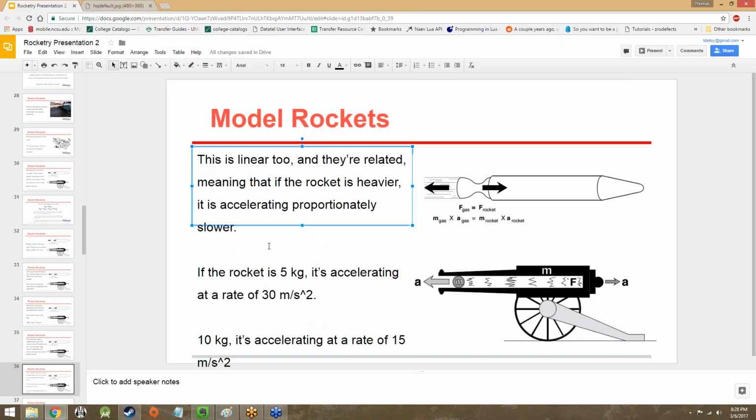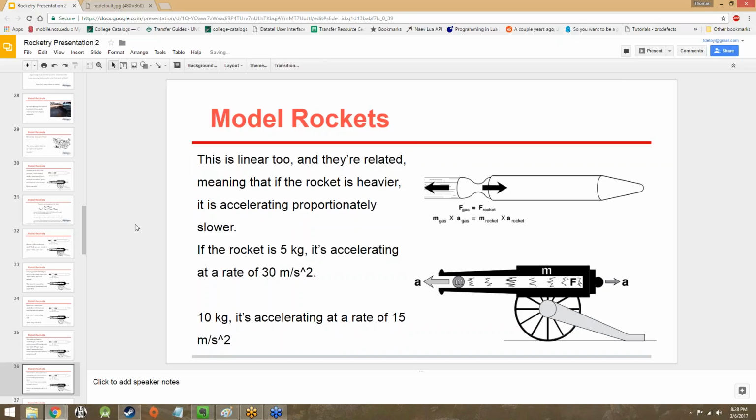So if the rocket is 5 kilograms, that is to say 2.5 times more massive, it is accelerating at a rate of 30 meters per second squared. That is to say, it is accelerating 2.5 times more slowly. At 10 kilograms, which is double the mass of 5 kilograms, obviously, it's accelerating at a rate of 15 meters per second squared, which is half the acceleration rate of 5 kilograms.